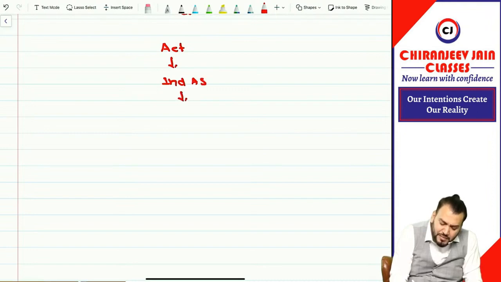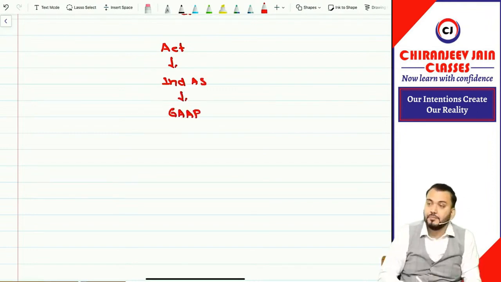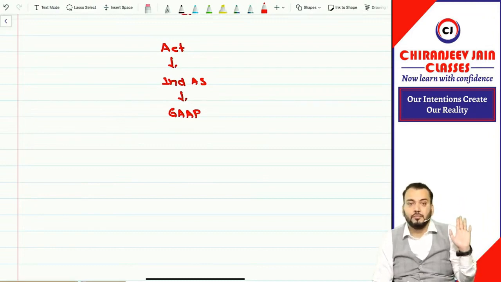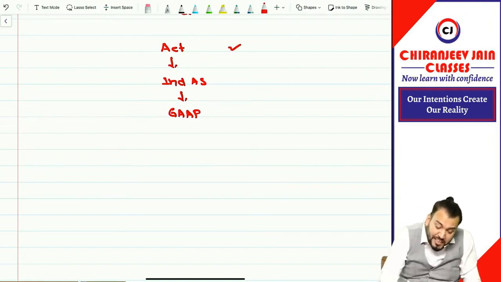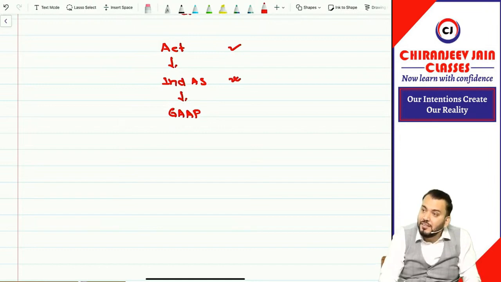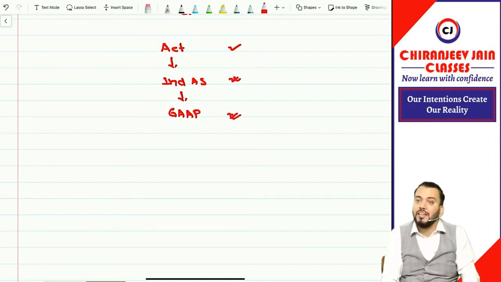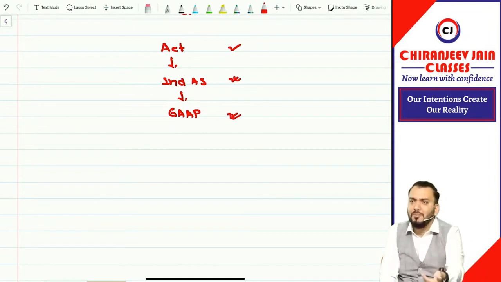And then generally acceptable accounting practice. This is the rule. Correct? It means if the Act is silent, then follow what? If Ind AS is silent, then follow what? Generally acceptable accounting practice. So we need to prepare the financial statement.